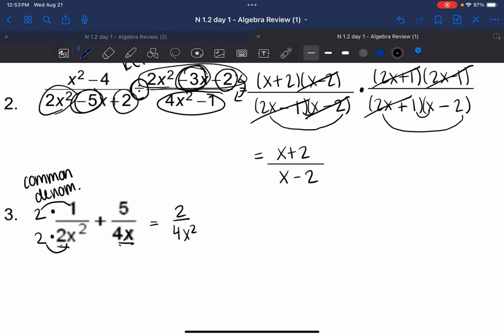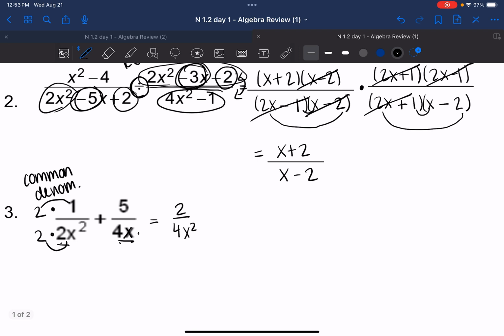Okay, so now they both have a 4, but this one has x squared while this one just has x. So if I want a common denominator, all I would need to do is multiply this by x so that it will have x squared. But if I do it in the denominator, I have to do it to the numerator as well. So here I've got 5 times x over, here we've got 4x squared.